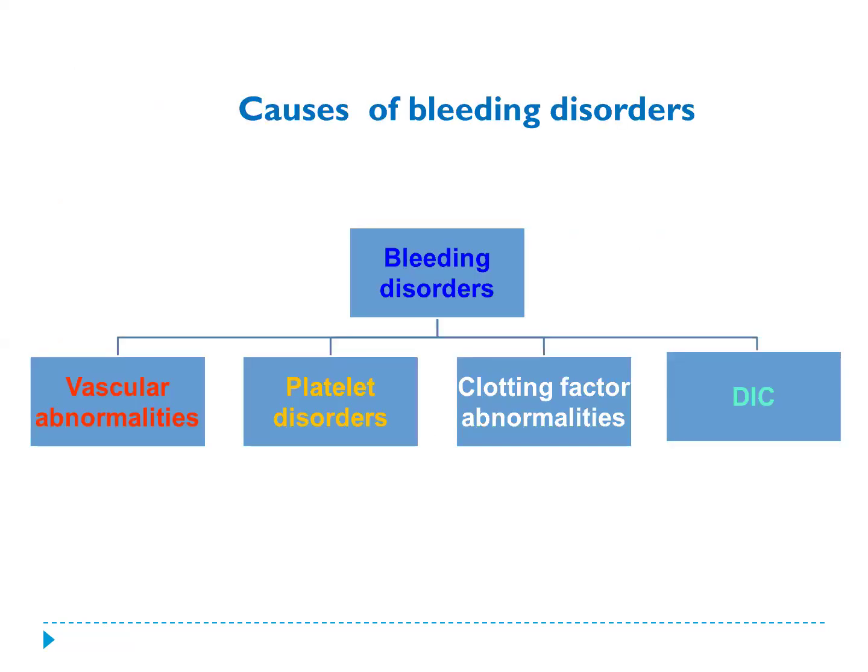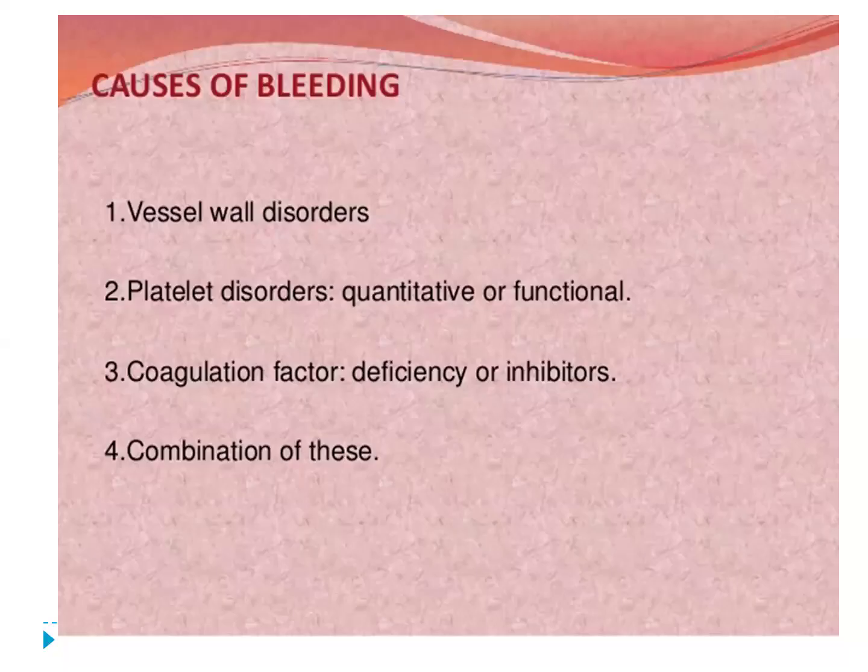And if there is a bleeding disorder, then we need to look into four different circumstances that can happen: vascular abnormalities, platelet disorders, clotting factor abnormalities, or DIC. So any of these four can be the cause of a bleeding disorder. So causes of bleeding: vascular and platelet disorders, coagulation factors, or a combination.